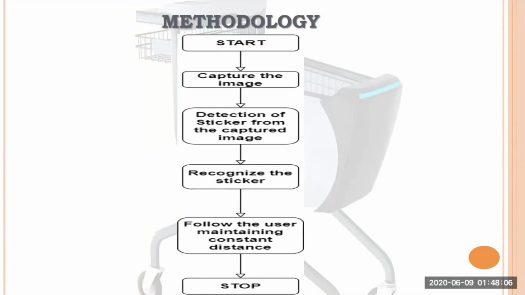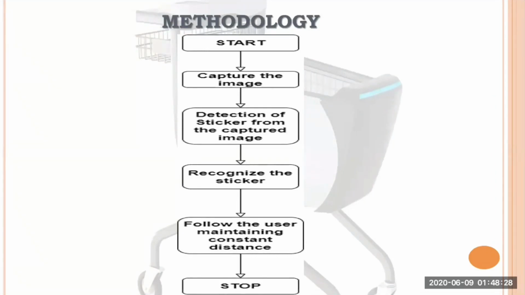I mean, there may be many disturbances, as I told earlier, like some other stickers or other persons roaming in front of the trolley. All of that should be considered as junk values and neglected. So only the detected sticker should be recognized and followed. And here, we have used some algorithms to do so.